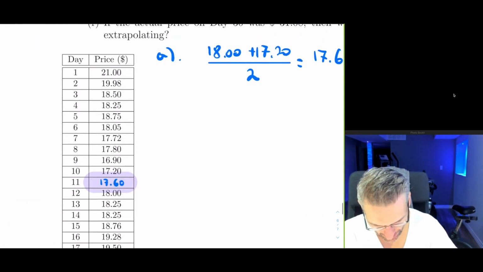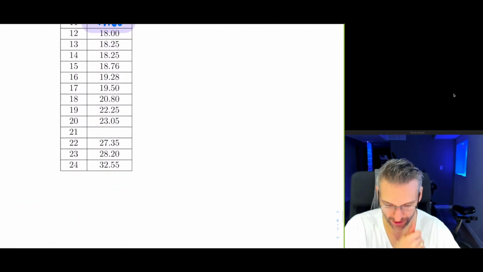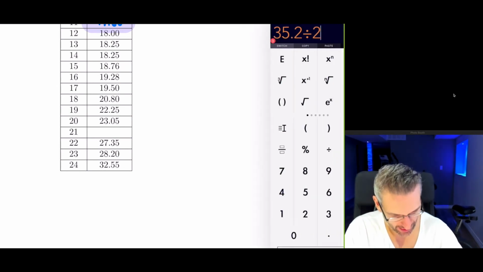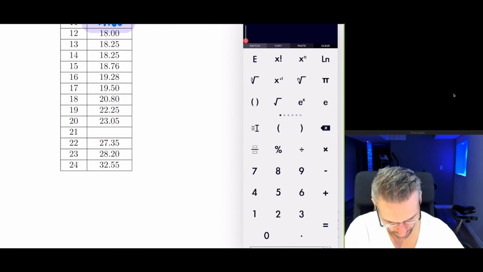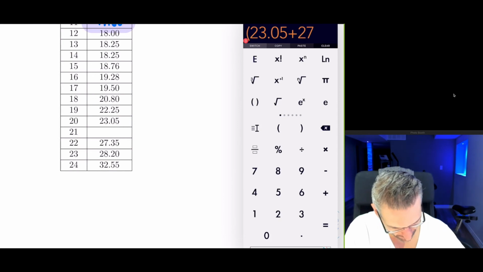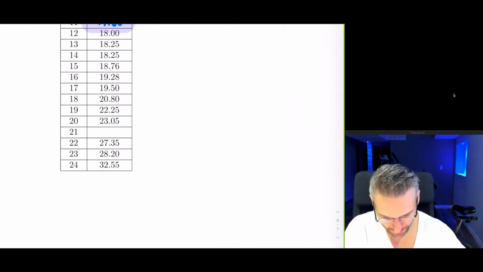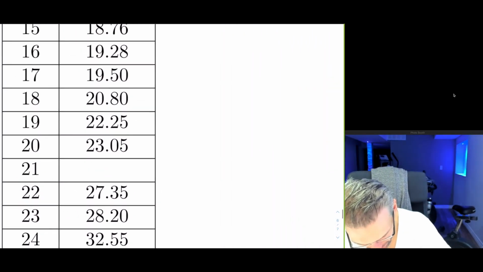17.60. And the other interpolation point is between day 20 and 22. Again, you could have just written that in for part A, so I'm going to do it all in one. So 23.05 plus 27.35 divided by 2. So 25.2. So that would have been this one.